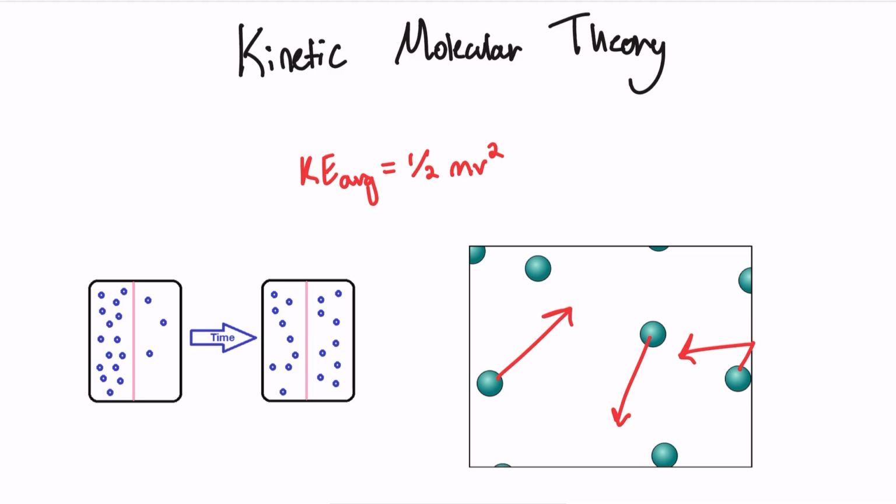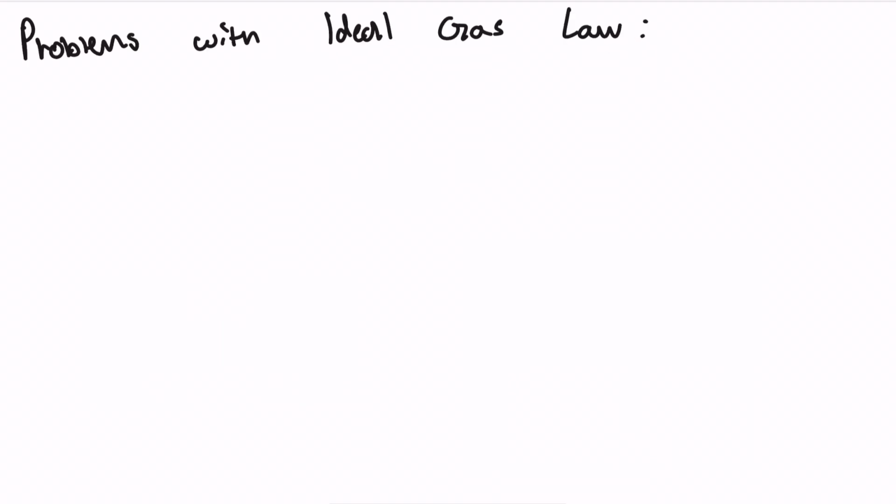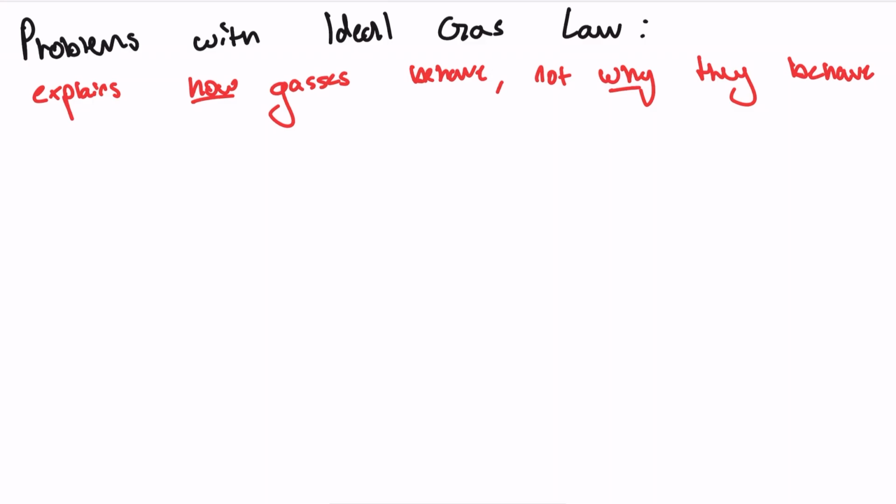In this video, we'll cover the kinetic molecular theory of gases and the differences between effusion and diffusion. While the ideal gas law explains how gases behave, it doesn't provide reasons for why gases behave in such a manner. Thus, we introduce the kinetic molecular theory, or the theory of moving gas molecules. The purpose of this theory is to explain why gases behave in the way that they do.